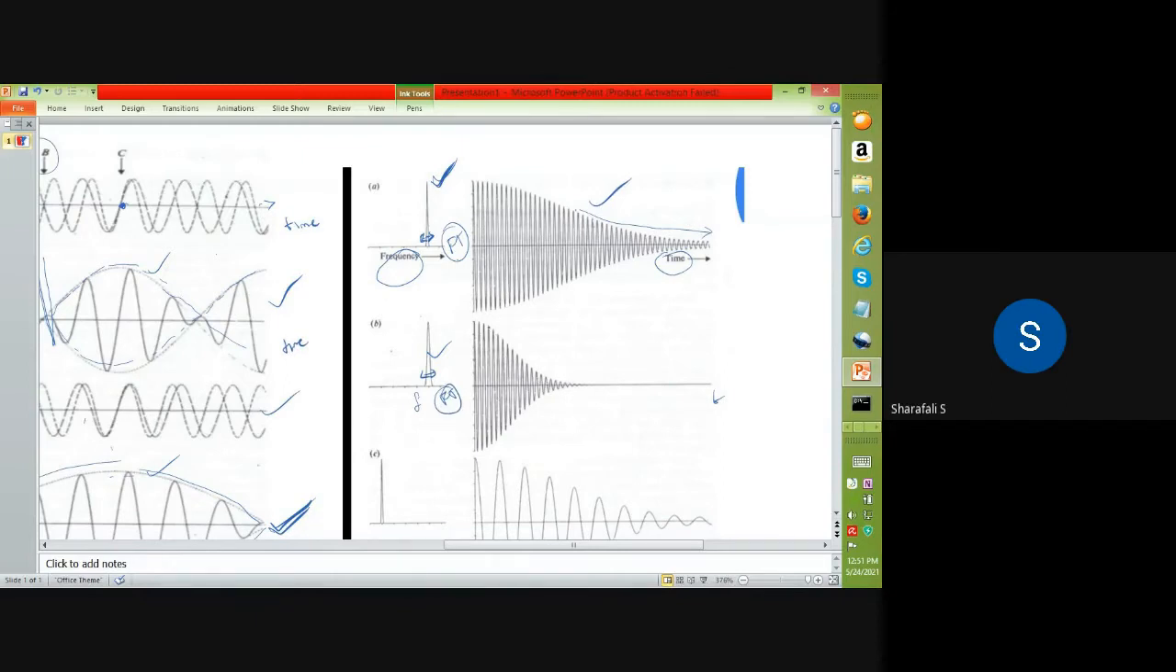So the decay will be larger, and the signal will lose its intensity very quickly.